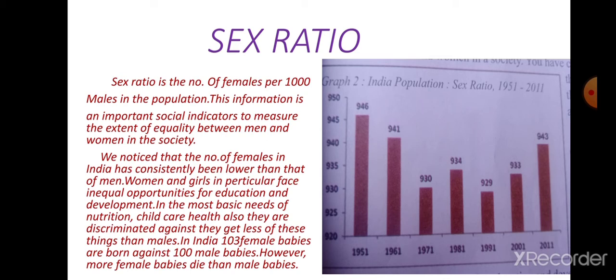Women and girls in particular face unequal opportunities for education and development, and in the most basic needs of nutrition, childcare, and health. Also, they are discriminated against. They get less of these things than males. In India, 103 female babies are born against 100 male babies. However, more female babies die than male babies.